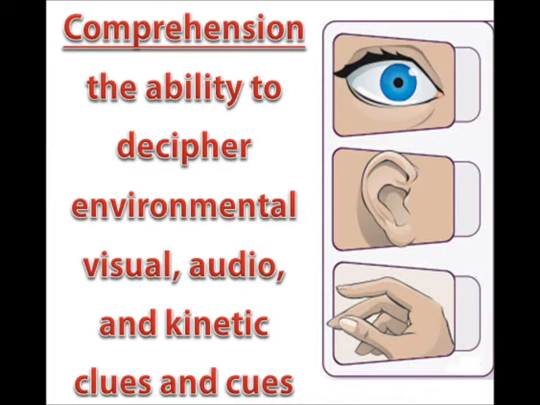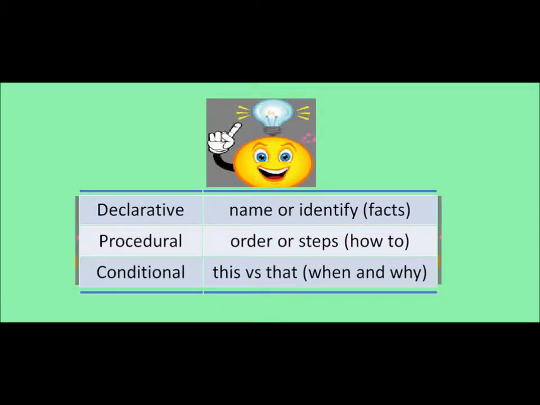Comprehension is the ability to decipher audiovisual and kinetic cues or clues from the environment for a declarative, procedural, or conditional classification or organization. Effective comprehenders can not only name or identify a concrete or abstract element within a body of knowledge, but they can also identify the function and how it should be used. Additionally, they can validate the reason for choosing to use or not to use a particular schema, object, or construct over another.